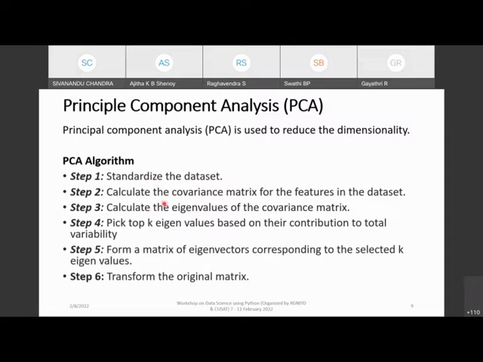Now, if you see the algorithm, the first 2 steps, step 1 and step 2, require statistics. For standardizing the dataset and for calculating the covariance matrix, you require the concepts of statistics. From step 3 onwards, it is eigenvalues, then eigenvectors. For this, you require the concept of linear algebra. So principal component analysis makes use of linear algebra and statistics, and using these two techniques, it is capable of reducing the dimensionality of the data. We will see how that happens.